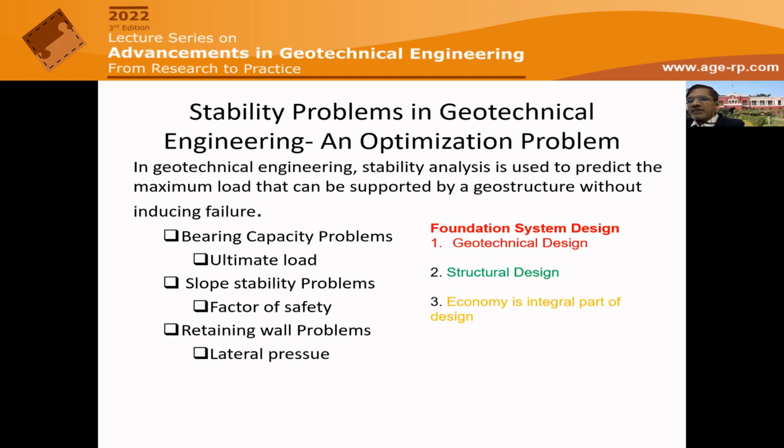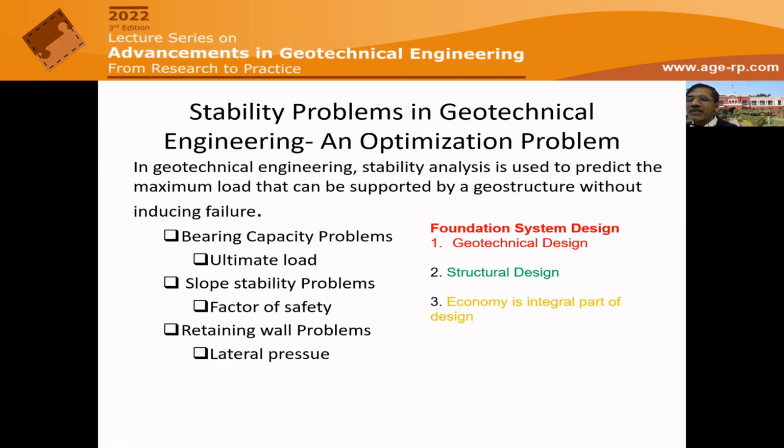Next is the slope stability problem. In slope stability, we search for different critical surfaces where it will fail. Since 1967, people have been trying to find the factor of safety, and this is an optimization problem. This is also an optimization problem, and that is what I presented for the TORN project.